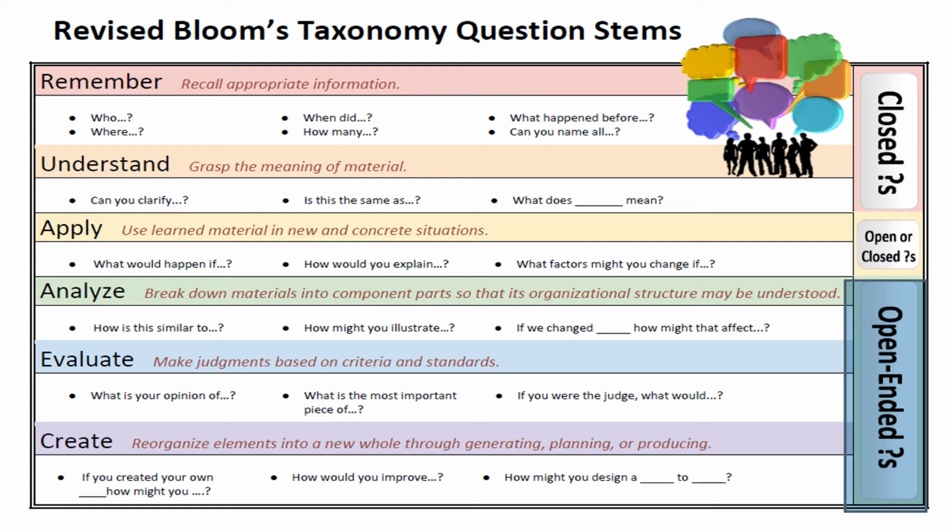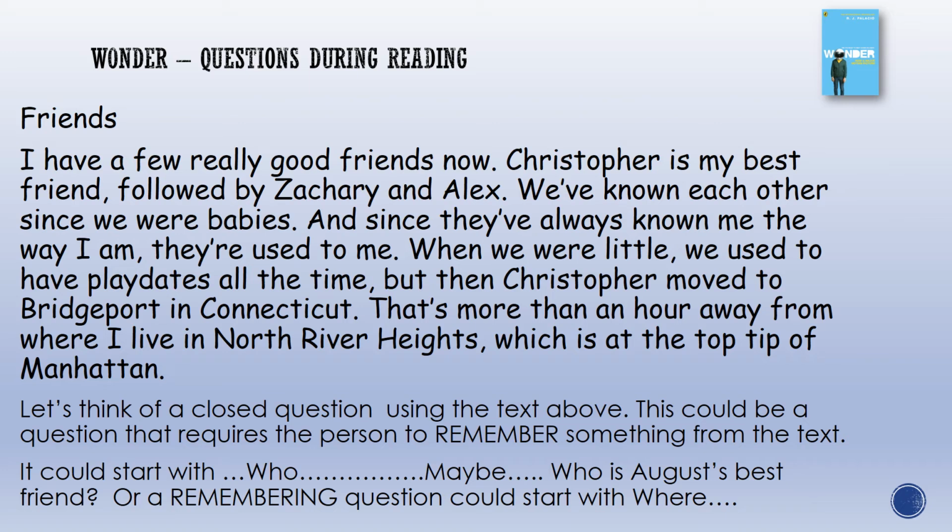So these are the 6 Bloom's taxonomy question stems, and they result in a variety of different types of questions, some open-ended and some closed. Now, if you're finding that a bit tricky to understand, I'm going to help you using some of the Wonder text. So just like last time, we'll read the text and then I want you to try and think of some questions.